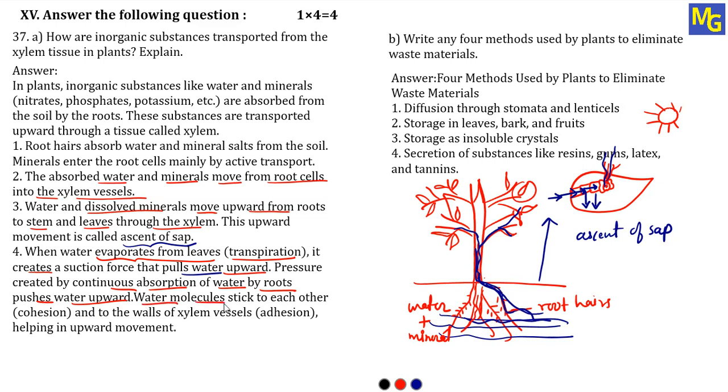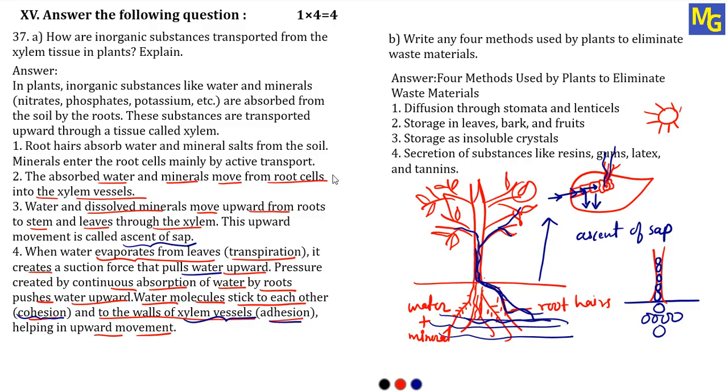Then water molecules stick to each other, that is called cohesion, and to the walls of the xylem vessel, which is called adhesion, helping in upward movement of water. So you can see, imagine these are the water molecules. When the water is moving into the stem, so see, this is the stem. When the water molecules are moving into the stem, all the water molecules will remain attached to each other to show a continuous movement of this water, which is called cohesion, but also connected with the xylem vessel, which is called adhesion.